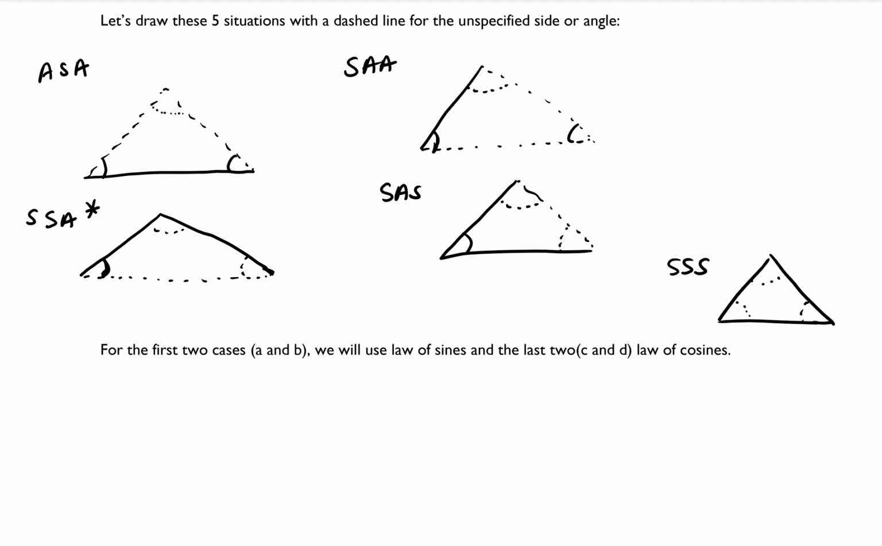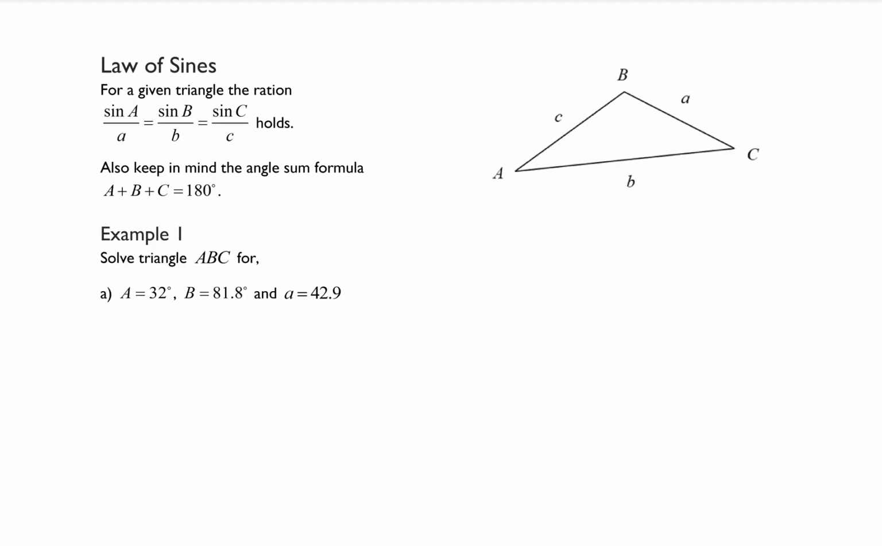For the first 2 cases, A and B, we will be using the law of sines. And then the last 2 cases, C and D, we will be using the law of cosines. So let's go ahead and jump into learning about each of those things. The law of sines says for a given triangle, the following ratios hold true. Sine of A over a is equal to sine of B over b, and that's also equal to sine of C over c.